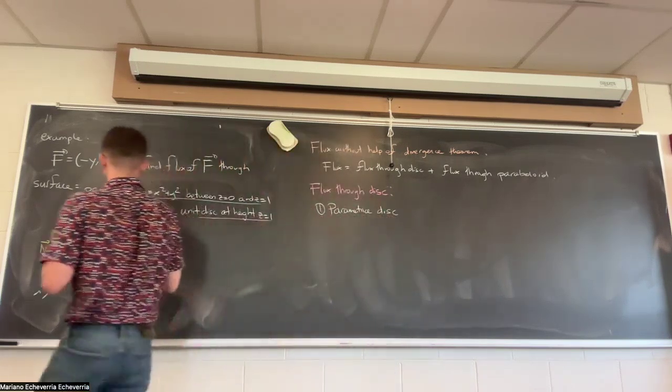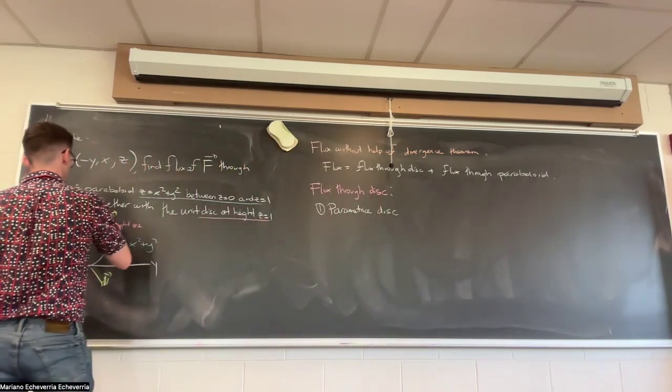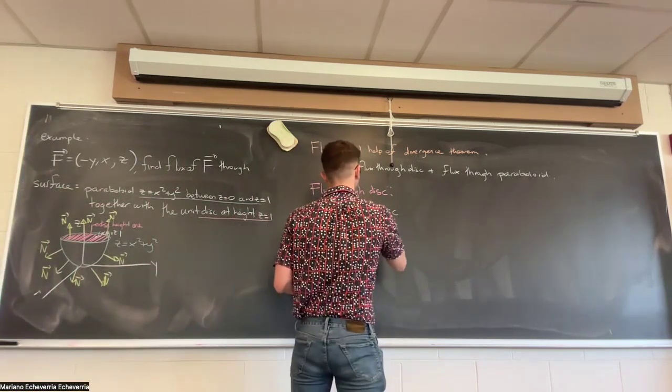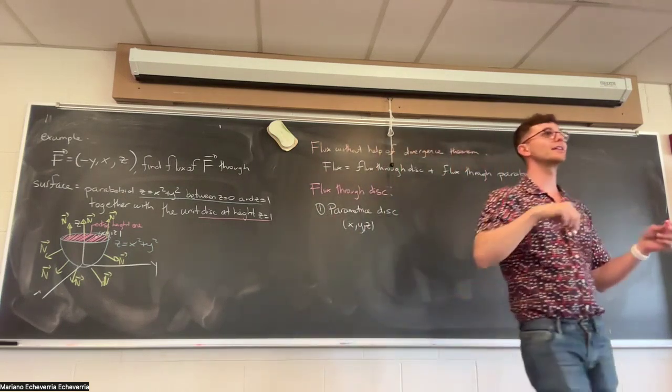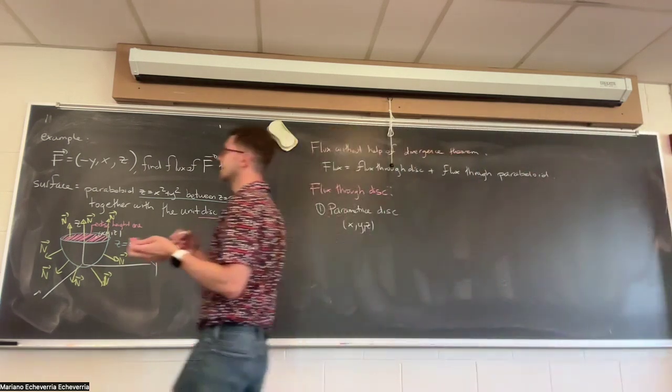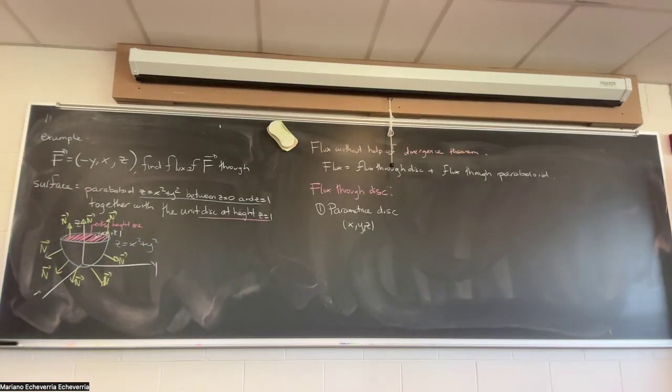What does it mean to parameterize the disk? If I take a point on the disk, I have to write it in terms of two parameters, right? That's how you parameterize a surface. A disk goes well with polar coordinates, so an easy parameterization for a disk is in polar.